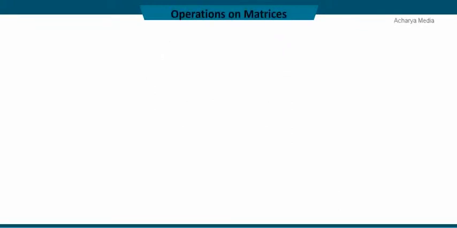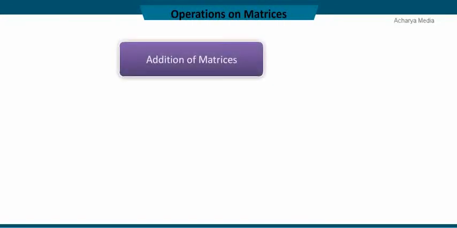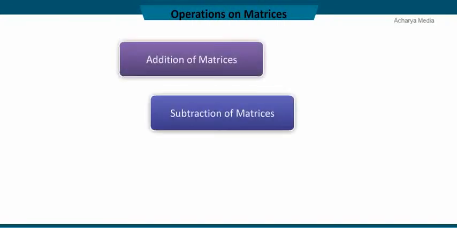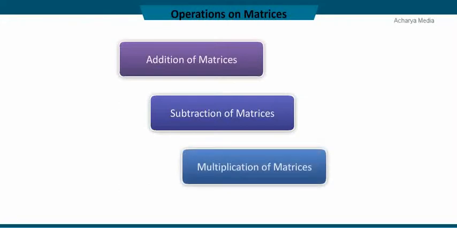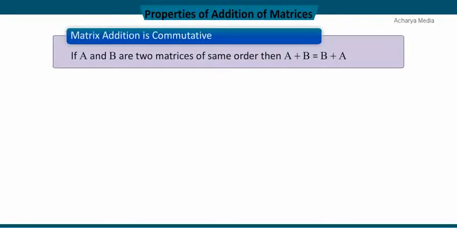Now we discuss the operations on matrices: addition of matrices, subtraction of matrices, multiplication of matrices. Here are the properties of addition of matrices. Matrix addition is commutative. That is, if A and B are two matrices of the same order, then A plus B is equal to B plus A.